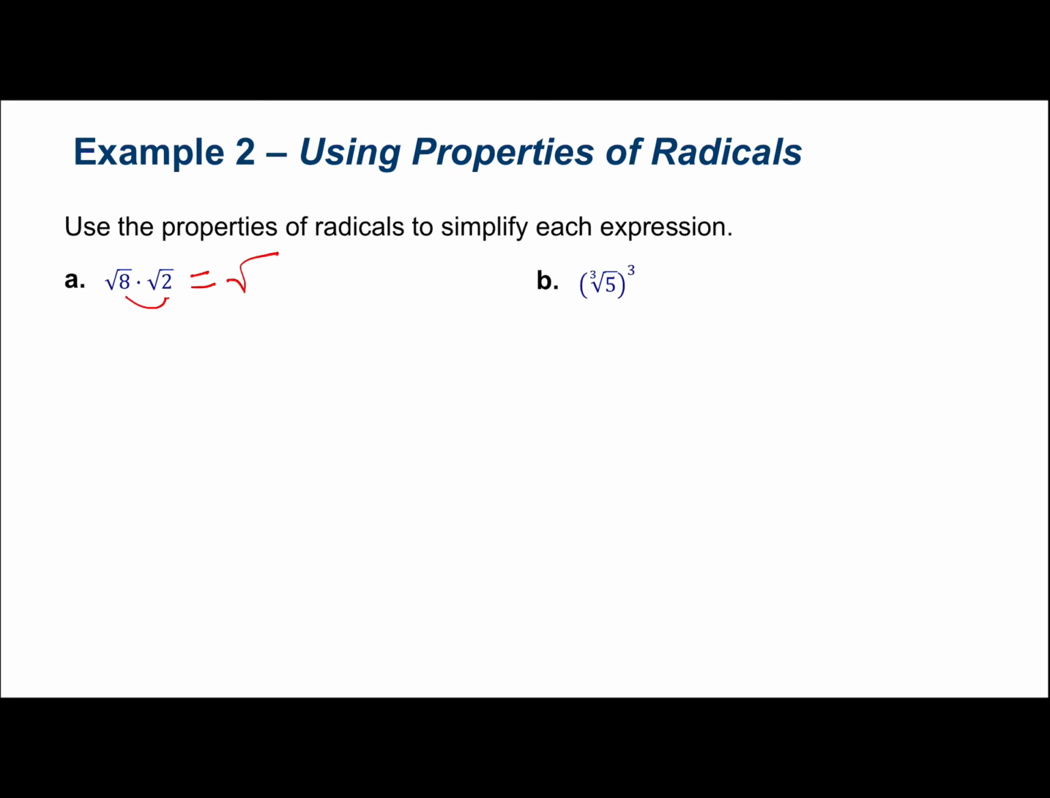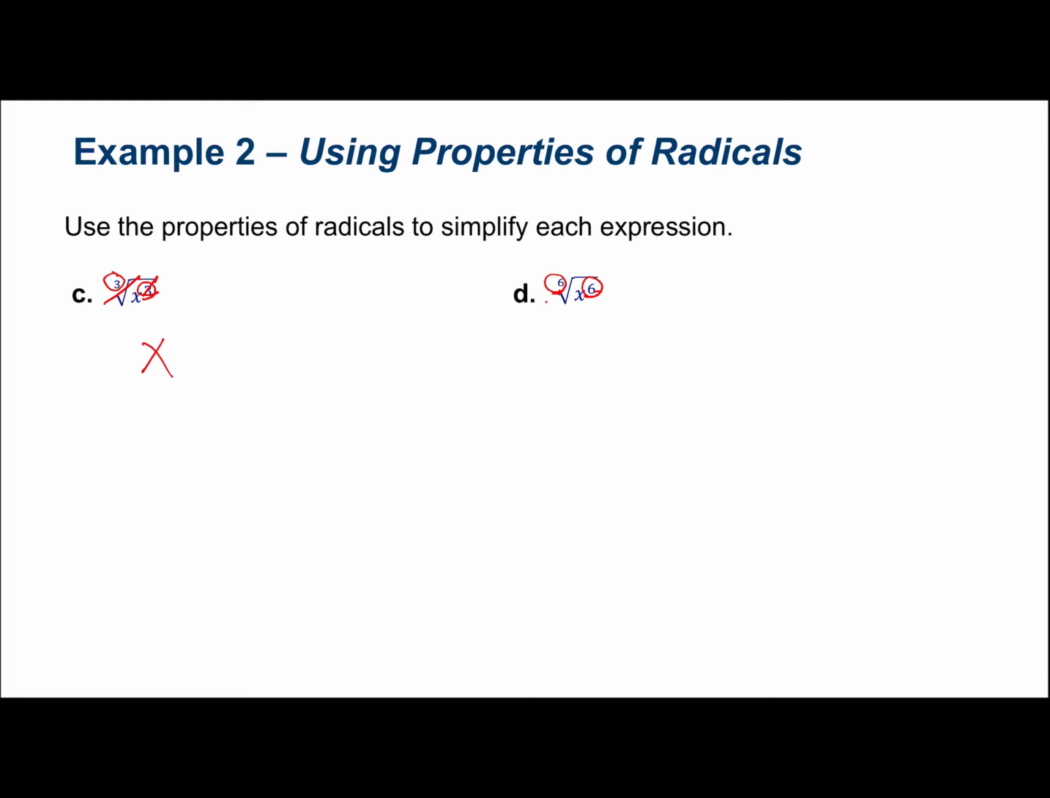So if we use the properties of radicals to do a few examples here. The square root of 8 times the square root of 2, remember they're both square roots, so we can multiply the 8 and 2 together to get the square root of 16, and the square root of 16 is 4. Part B uses the one that I said was good to remember, the cube root of 5 to the third power. Remember, these numbers are the same, so they cancel each other out, and our answer is just what's under the radical of 5.